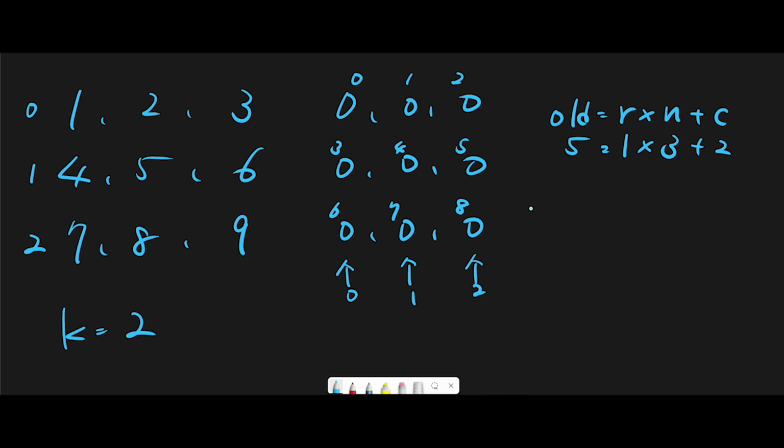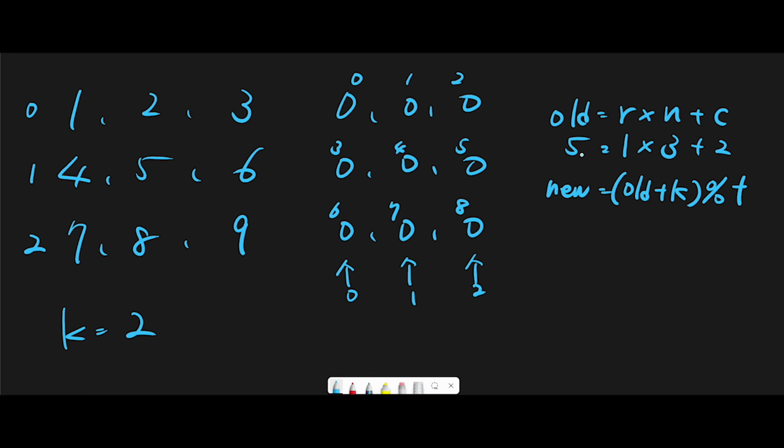And then we calculate the new index. How can we calculate the new index? This is also easy. We take the old index plus k, because we move k times, and then we use modulo total. So total is the number of all elements in the array, in this case 9.